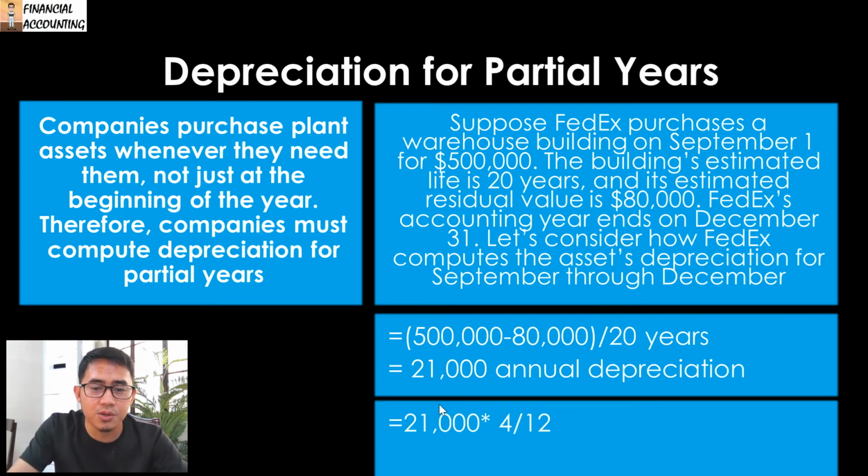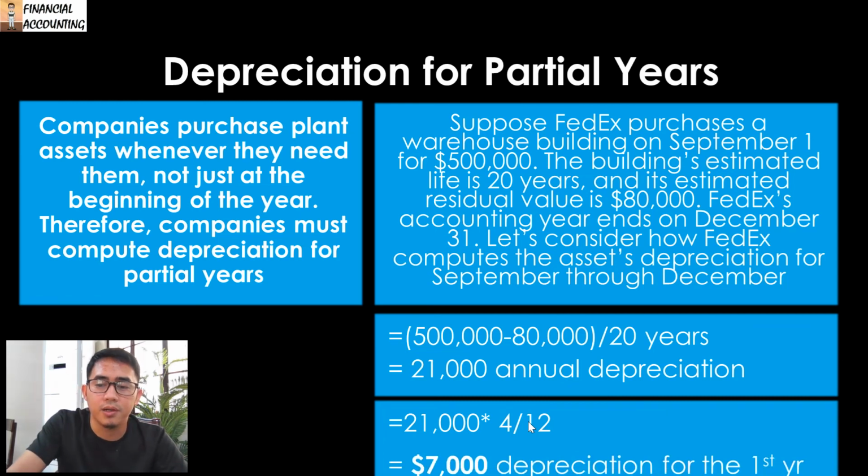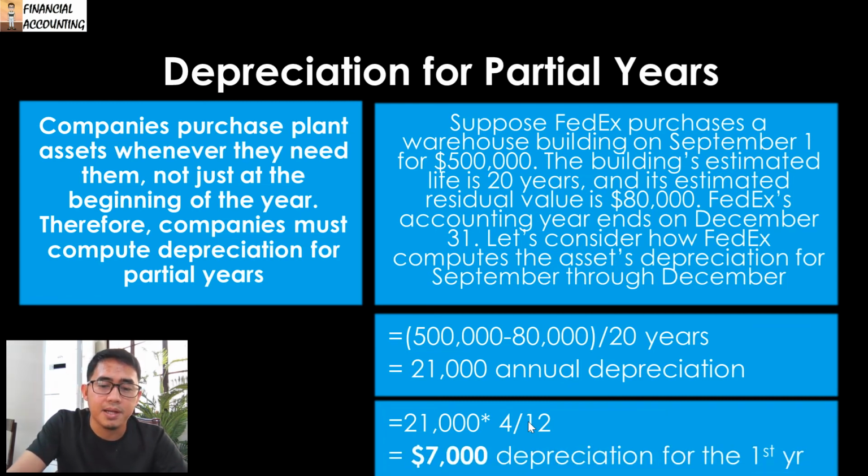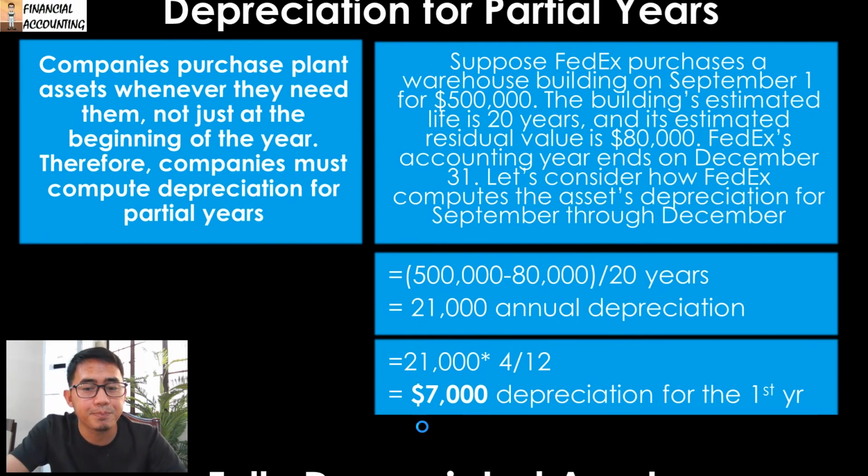So 21,000 is our annual depreciation. You multiply that by 4 over 12 in order to compute the depreciation for the first year. In this case, it is $7,000. So $7,000 is the depreciation in the first year. In the second year, the depreciation would now be 21,000, the full year depreciation, because the asset has been used from January to December.